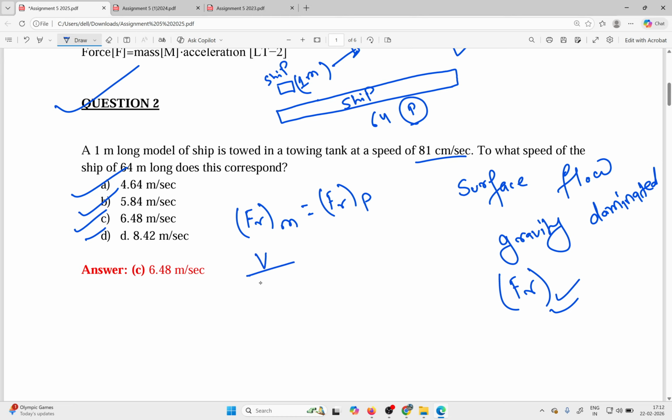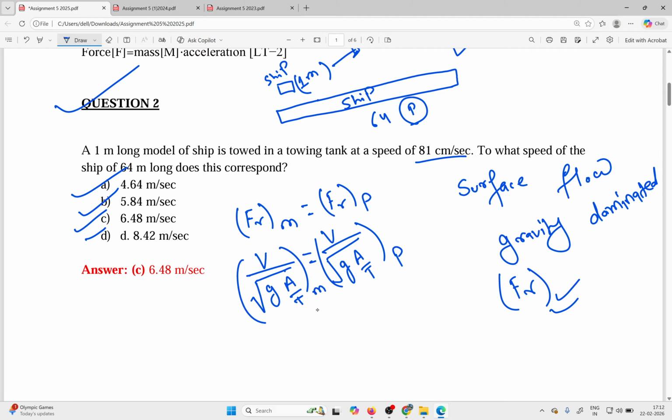Velocity divided by root g D, and D is nothing but your area by top width. So velocity divided by root of g times area by top width. This is for your prototype and this is for your model. Right.